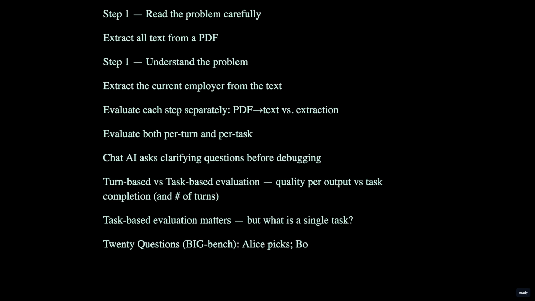This task is a task-based evaluation from BIG-bench called 20 questions. One model, Alice, secretly picks a concept, and another model, Bob, asks only yes/no questions to identify it. Bob's score depends on whether he guesses correctly and how many questions he needs. The BIG-bench README gives example conversations.